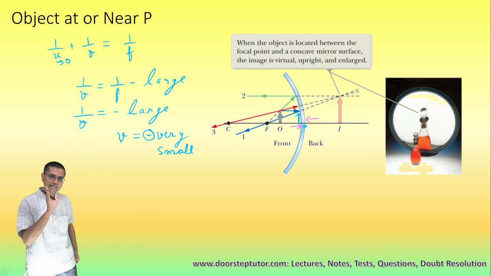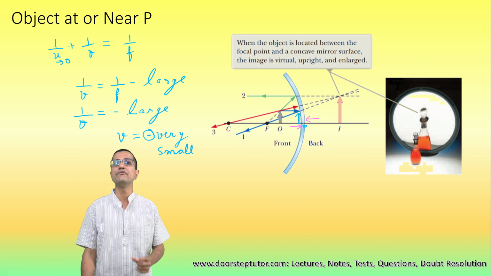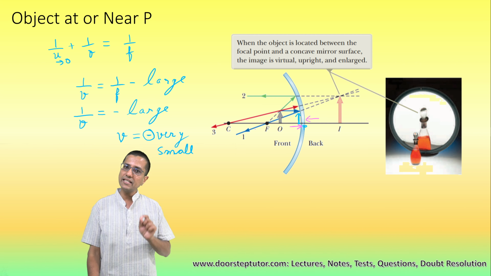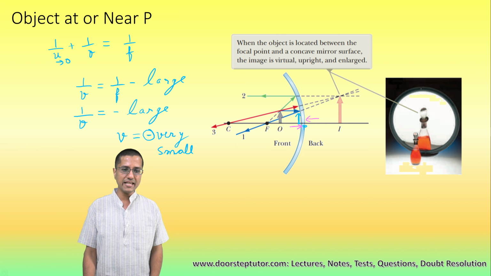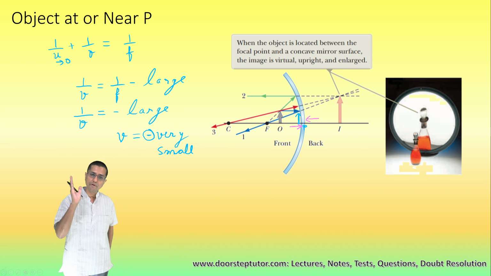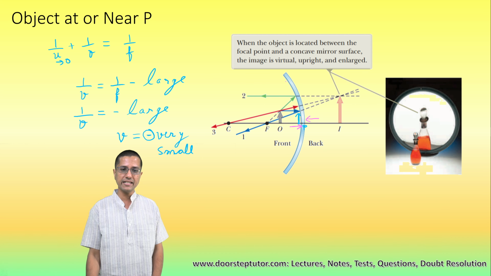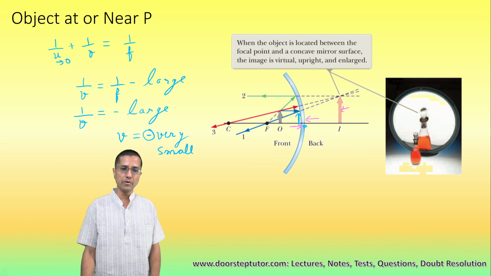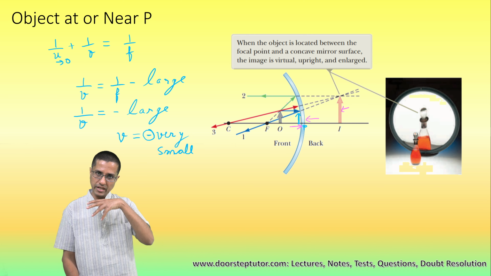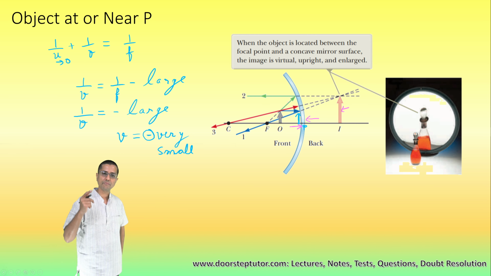Of course, the case where the object is directly at P cannot be dealt with, because that is a physical impossibility. No matter how thin my mirror is, it can never have zero dimensions. But ultimately we have to understand that if the object is put very close to the mirror, the image also comes very close to the mirror in the negative direction. Being negative means that it is on this side of the concave mirror, on the back side, and it is virtual.